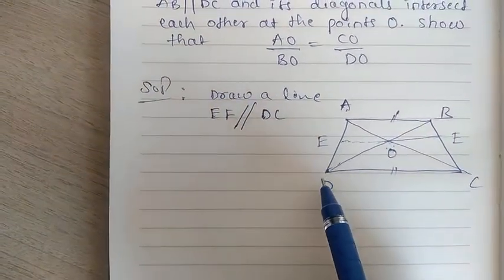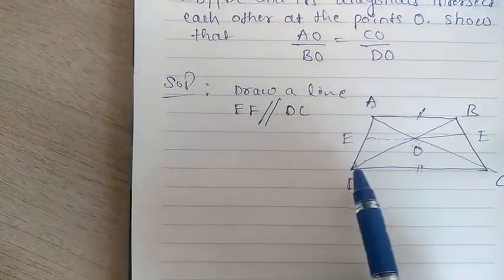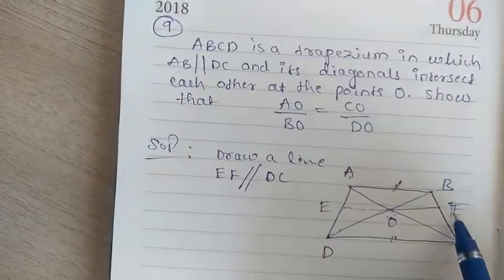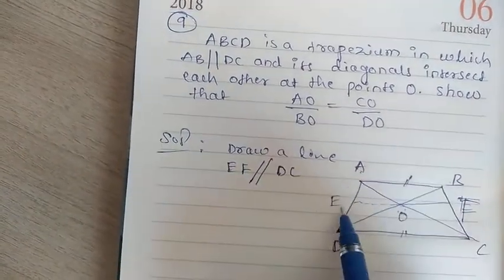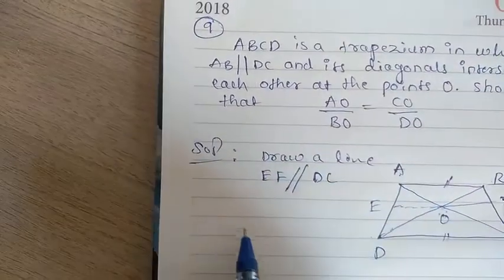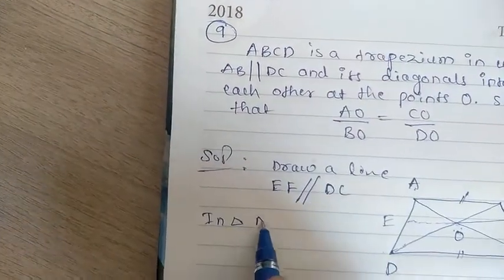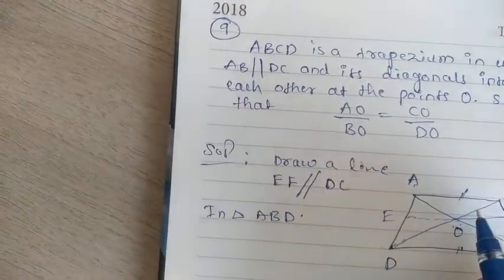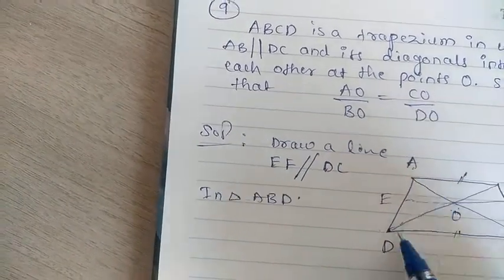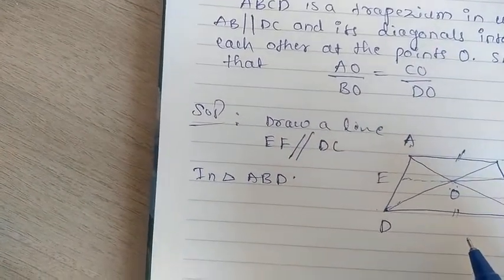Now take two triangles here. First take the triangle ABD. We already drew EF, and EF is parallel to DC. It means EF is also parallel to AB, because AB is parallel to DC. So in triangle ABD, EO is parallel to AB. Then you can write that the other two sides are divided in the same ratio.